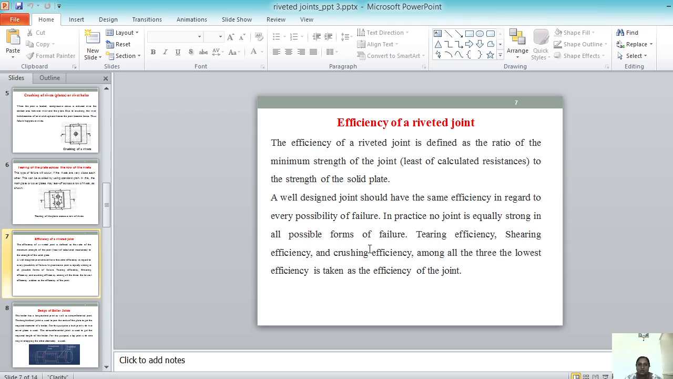Of course, there will be tendencies to fail also. Tearing efficiency, shearing efficiency, crushing efficiency are the different types of efficiencies we can say. Among all the three, the lowest efficiency is taken as the efficiency of the joint. So efficiency is basically the ratio of the minimum strength of the joint, the least strength of the joint, to the strength of the solid plate.